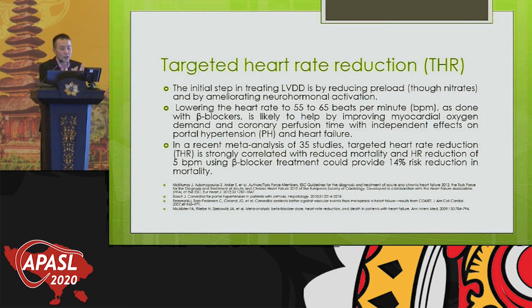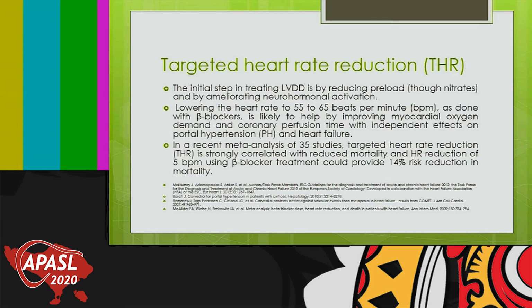So certainly in cardiology, this has been a very important principle, and that is the idea that you can treat left ventricular diastolic dysfunction by reducing preload through nitrates and by ameliorating neurohumoral activation. So if you lower the heart rate to 55 to 65, and some would say 55 to 60, but certainly if you lower with beta blockers, that's going to improve myocardial oxygen demand and coronary perfusion. We also know that certainly in all the cardiology studies with heart failure, targeted heart rate reduction has reduced mortality.